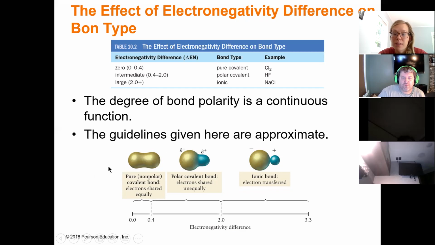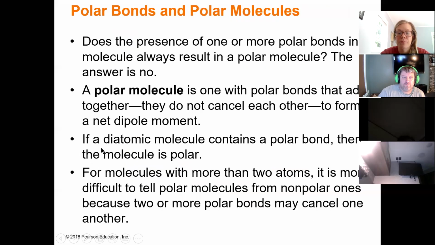So we want to be able to determine if the bond itself is polar, nonpolar, or ionic. Now, just because you have a polar bond in a molecule does not always mean that the whole molecule itself is polar. A polar bond is between 2 adjacent atoms. A polar molecule is when all the polar bonds add together and don't cancel each other out to form a net balanced dipole moment.